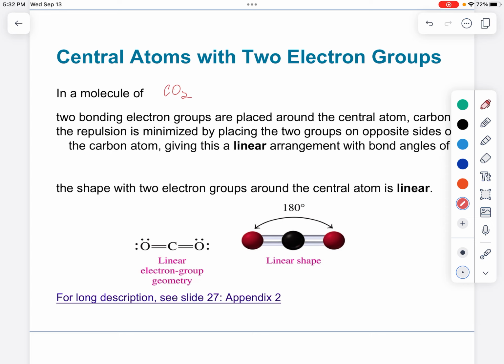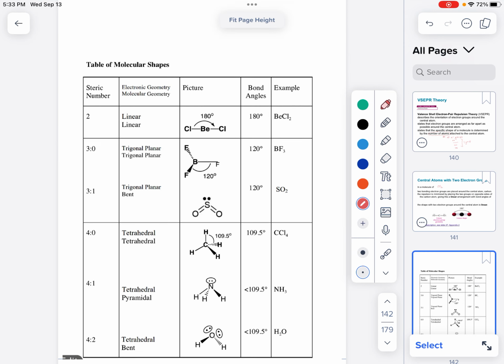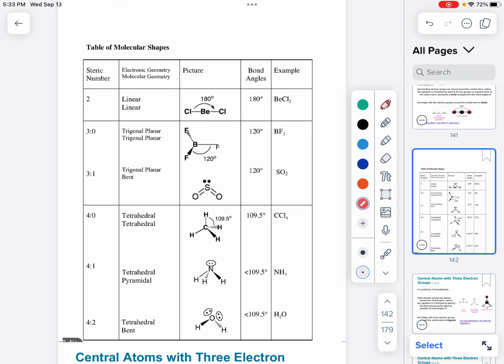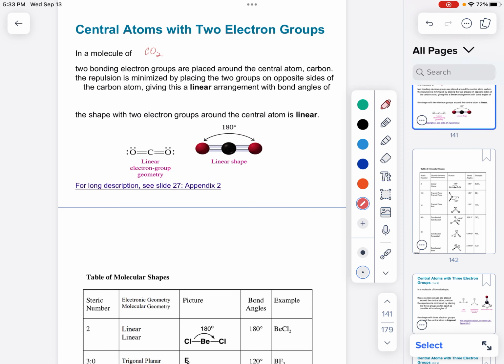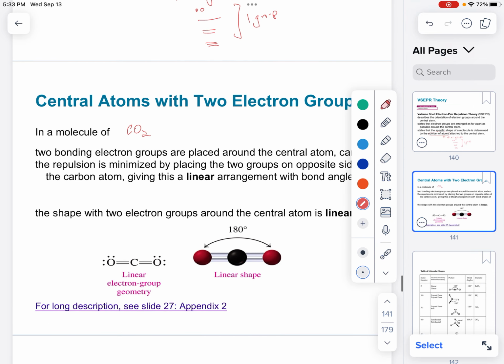Here is CO2. This table summarizes everything that I'm about to go over in one place and gives you an example. But let's look at it one at a time. Okay, CO2. We know that the Lewis structure of CO2 is this.